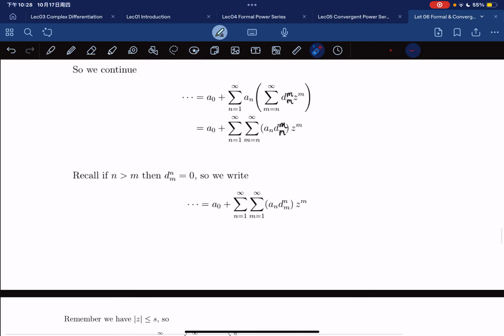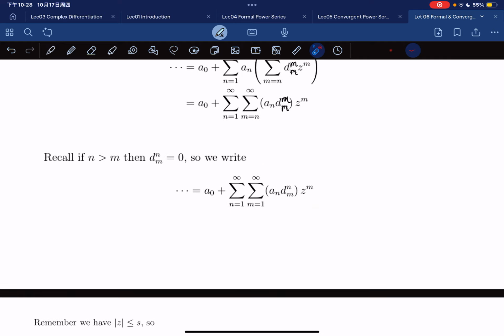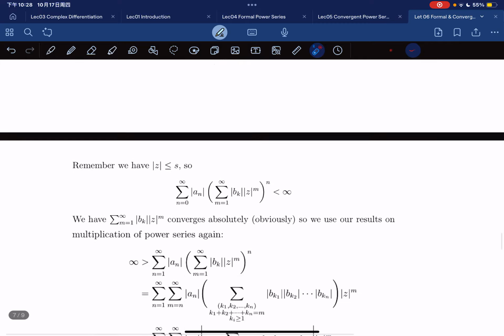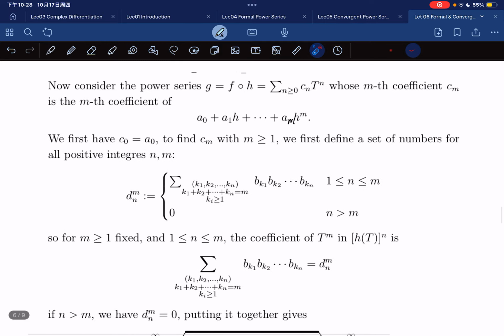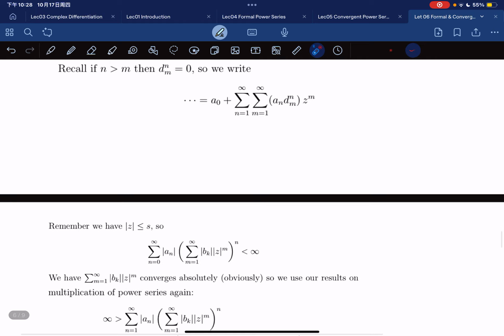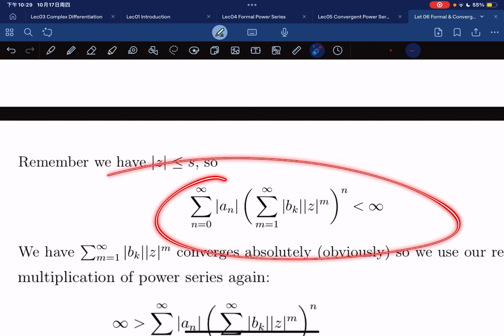But to prove this, we need to show something about the absolute convergence of this, right? Otherwise, we cannot prove we can switch the sum. We can switch the sum if this thing inside is absolutely convergent. So remember, we have this is true, right? Which can be found up here. Exactly the same thing, right? Recall we have, right? So we have this is true.